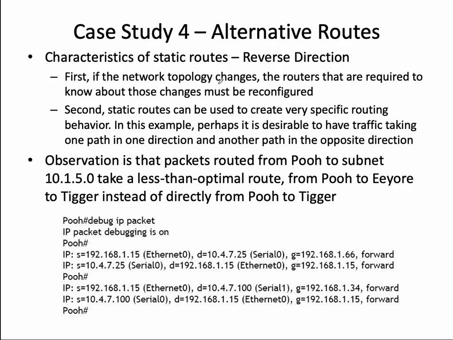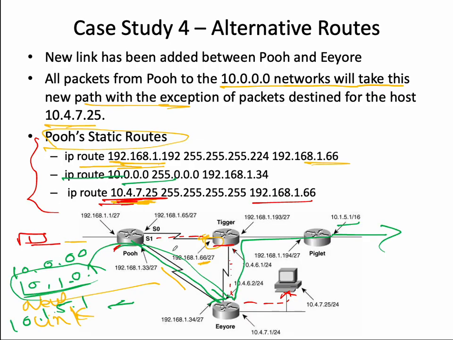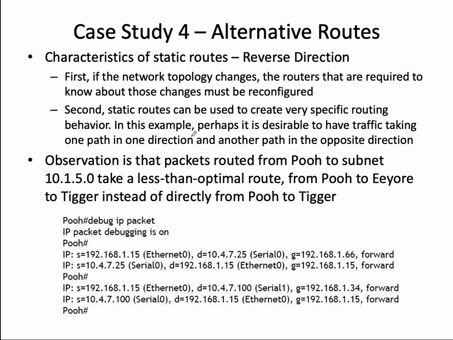So what are the characteristics of static routes? First, if the network topology changes, right, if we change the network topology, that means you need to change the routing configuration in this router and each router. So routers that are required to know about these changes must be reconfigured, right? Second, static routes can be used to create very specific routing behavior. So perhaps it is undesirable to have traffic taking one path in one direction and another path in the opposite direction.